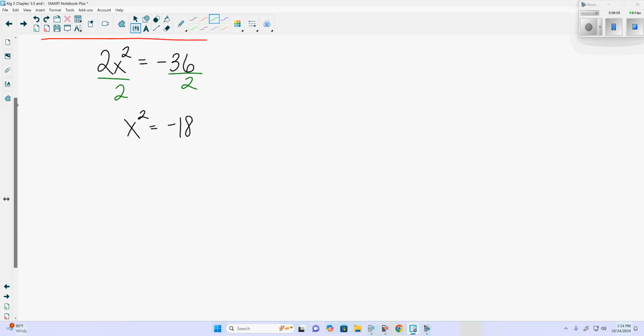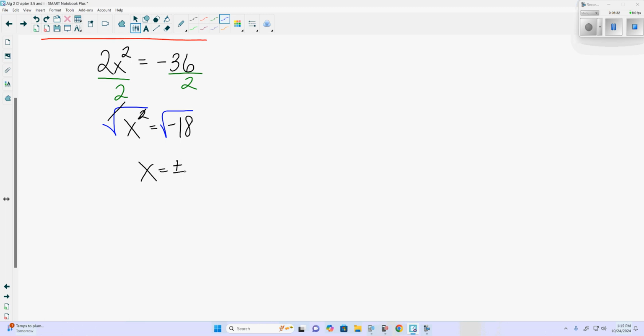Now the x squared term is indeed by itself, so we can take the square root of both sides. On the left-hand side, our square root and square will simplify out, leaving us with x is equal to plus or minus. We have to put the plus or minus whenever we take the square root of both sides.